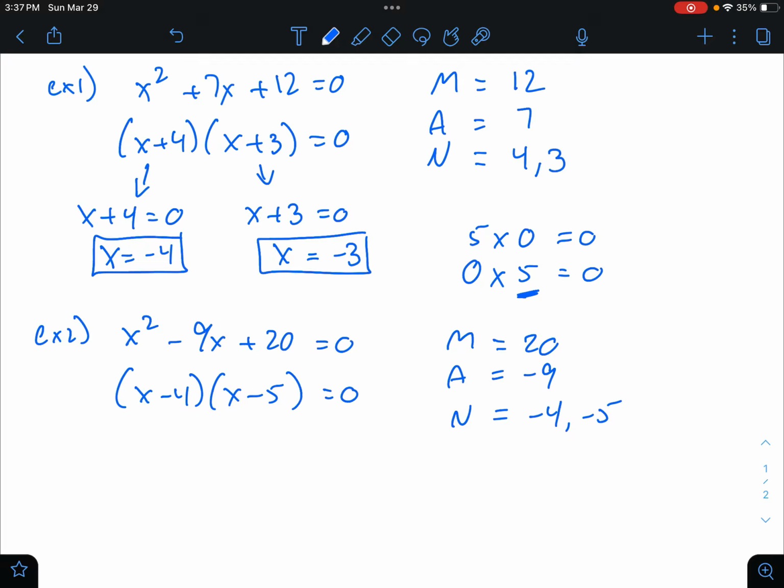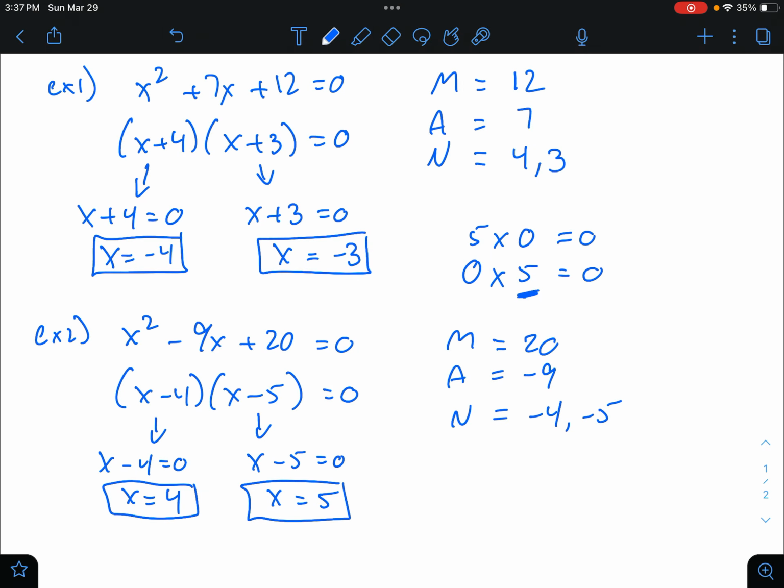Now, because this is an equation and it's equal to 0, either this thing is a 0 or this thing is a 0. So the first one we have is x minus 4 equals 0. And if that's the case, then x equals positive 4. The negative 4 comes to the right side and it becomes positive, and that's the solution. And on the right side, we have x minus 5 equals 0. In which case, x equals positive 5. The negative 5 goes to the right side, and it becomes positive.